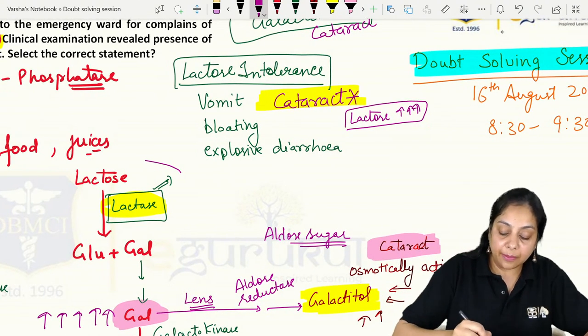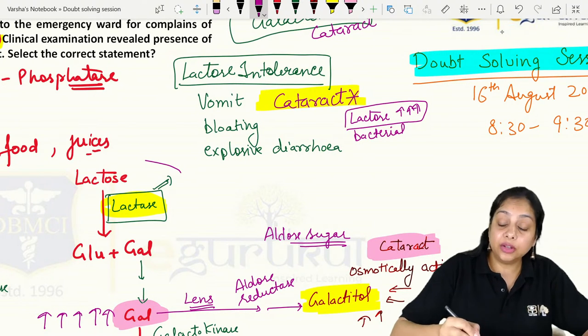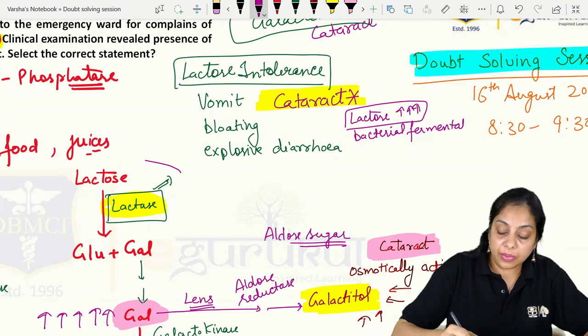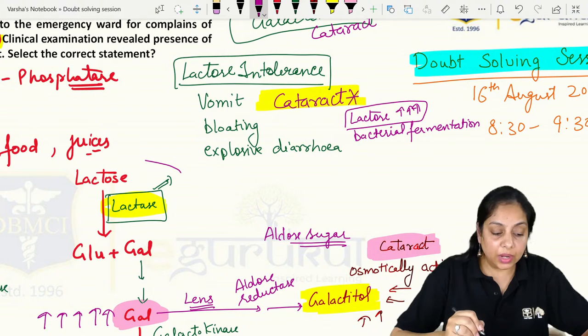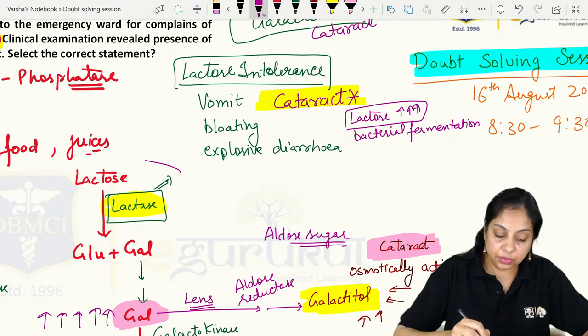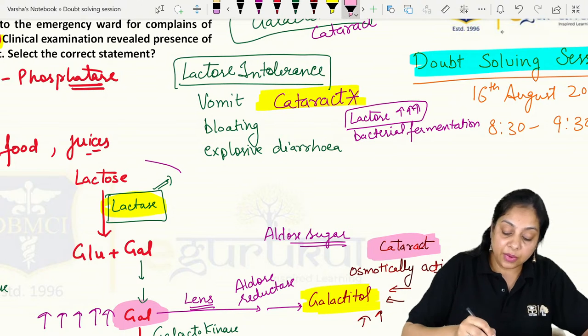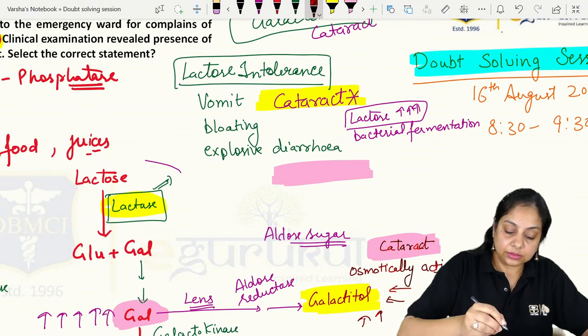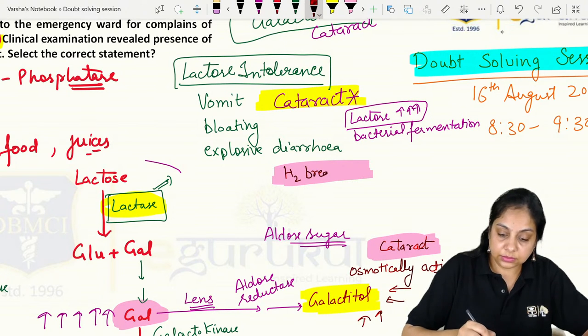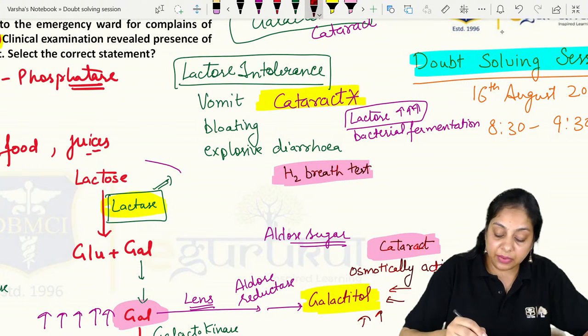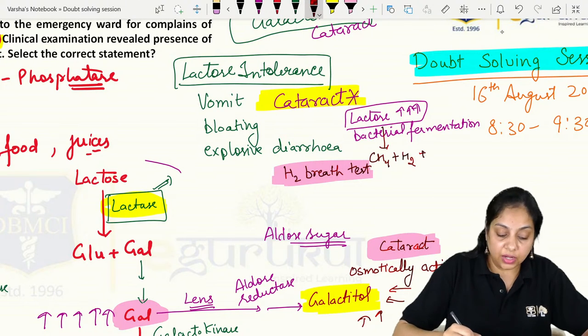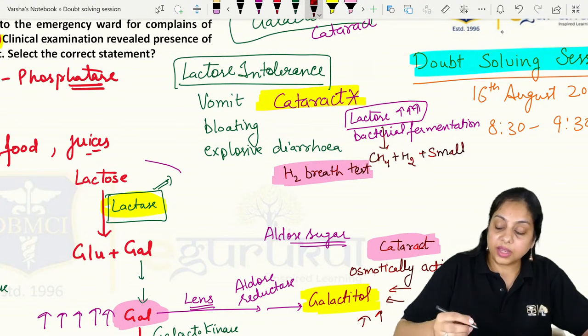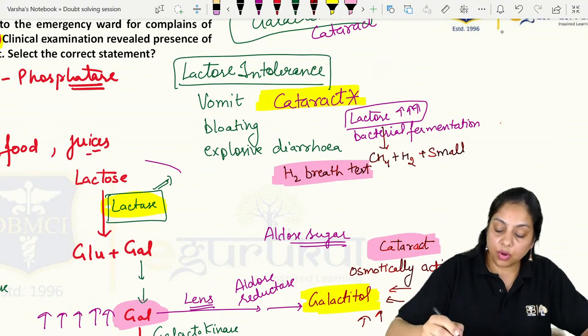And then what is happening? Bacterial fermentation will happen, and it will be getting converted into what product? Tell me. Have you ever heard this term, hydrogen breath test? Yes. Very good, Mustafa. By the gut bacteria, it will be converted into methane, hydrogen gas, and other kinds of small organic molecules.